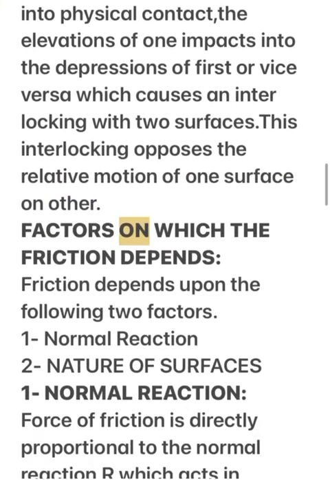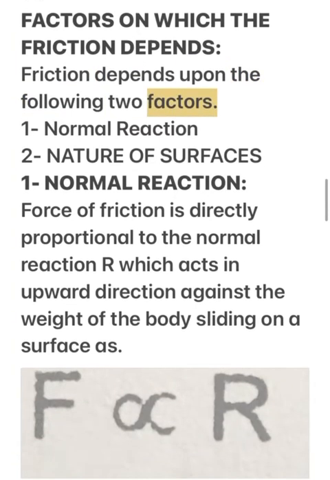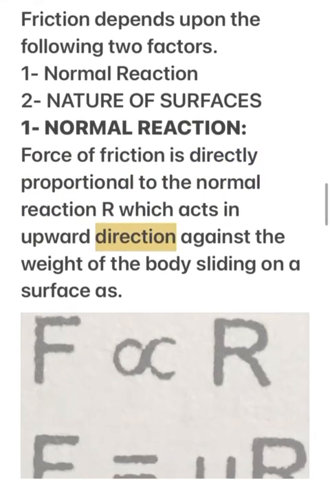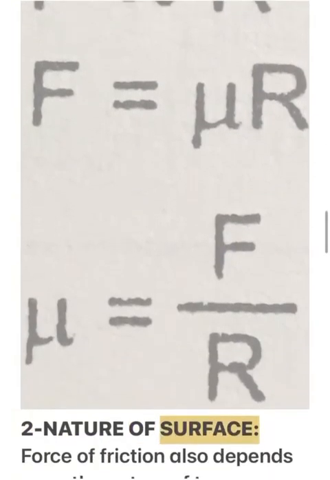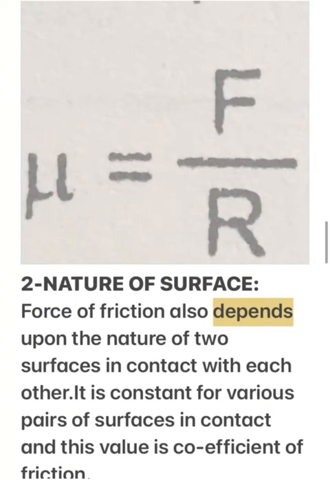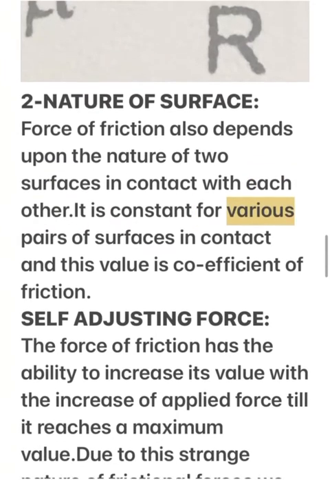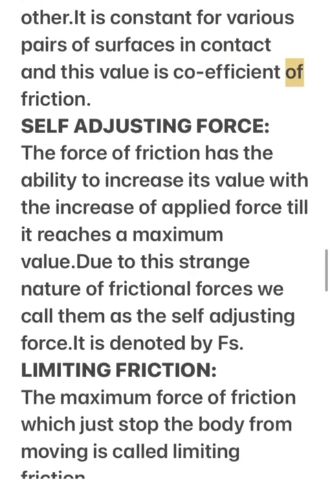Factors on which friction depends: friction depends upon the following two factors: 1. Normal reaction. 2. Nature of surfaces. 1. Normal reaction: the force of friction is directly proportional to the normal reaction R, which acts in the upward direction against the weight of the body sliding on a surface. 2. Nature of surface: the force of friction also depends upon the nature of the two surfaces in contact with each other and is constant for various pairs of surfaces in contact, and this value is the coefficient of friction.